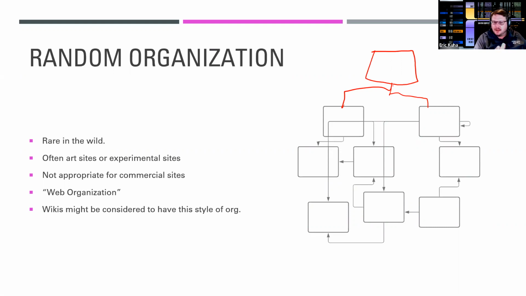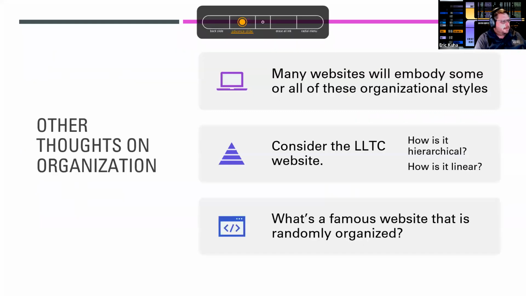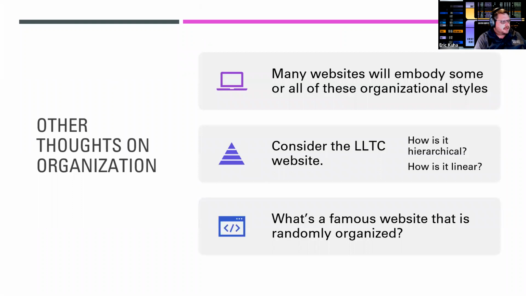It's like Wikipedia has a homepage, but once you start clicking around on links in various articles, they're all linked back to each other in this chaotic kind of web because, you know, life is messy and Wikipedia is an encyclopedia about life. Or at least the human experience of it. Yeah, so a lot of websites are going to embody some of these or all of these organizational styles in some way.